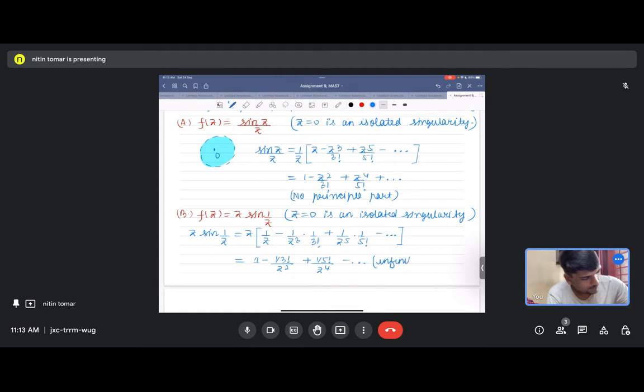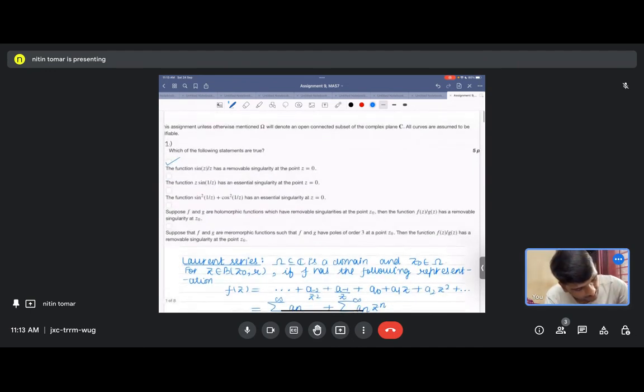Yes, sir. It's an essential singularity. Exactly. Infinite principal part. So in the first case there was no principal part. In the second case, it was infinite principal part. So this option is correct.